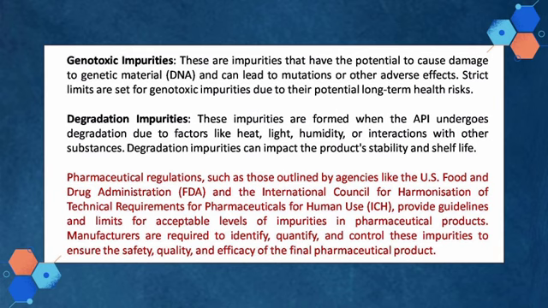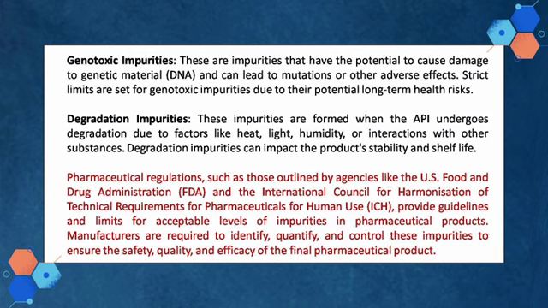Fifth, genotoxic impurities. These are impurities that have the potential to cause damage to genetic material, DNA, and can lead to mutations or other adverse effects. Strict limits are set for genotoxic impurities due to their potential long-term health risks.